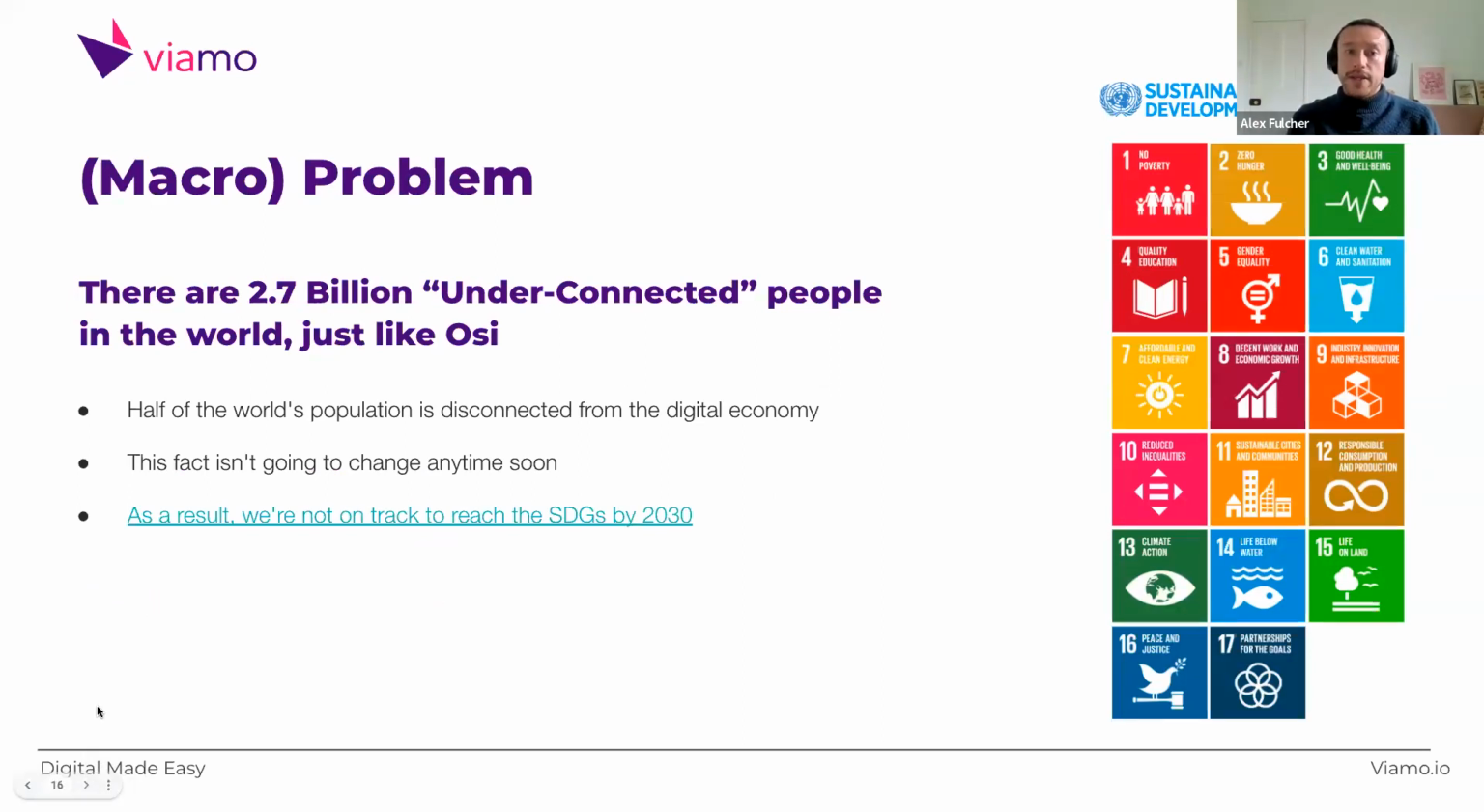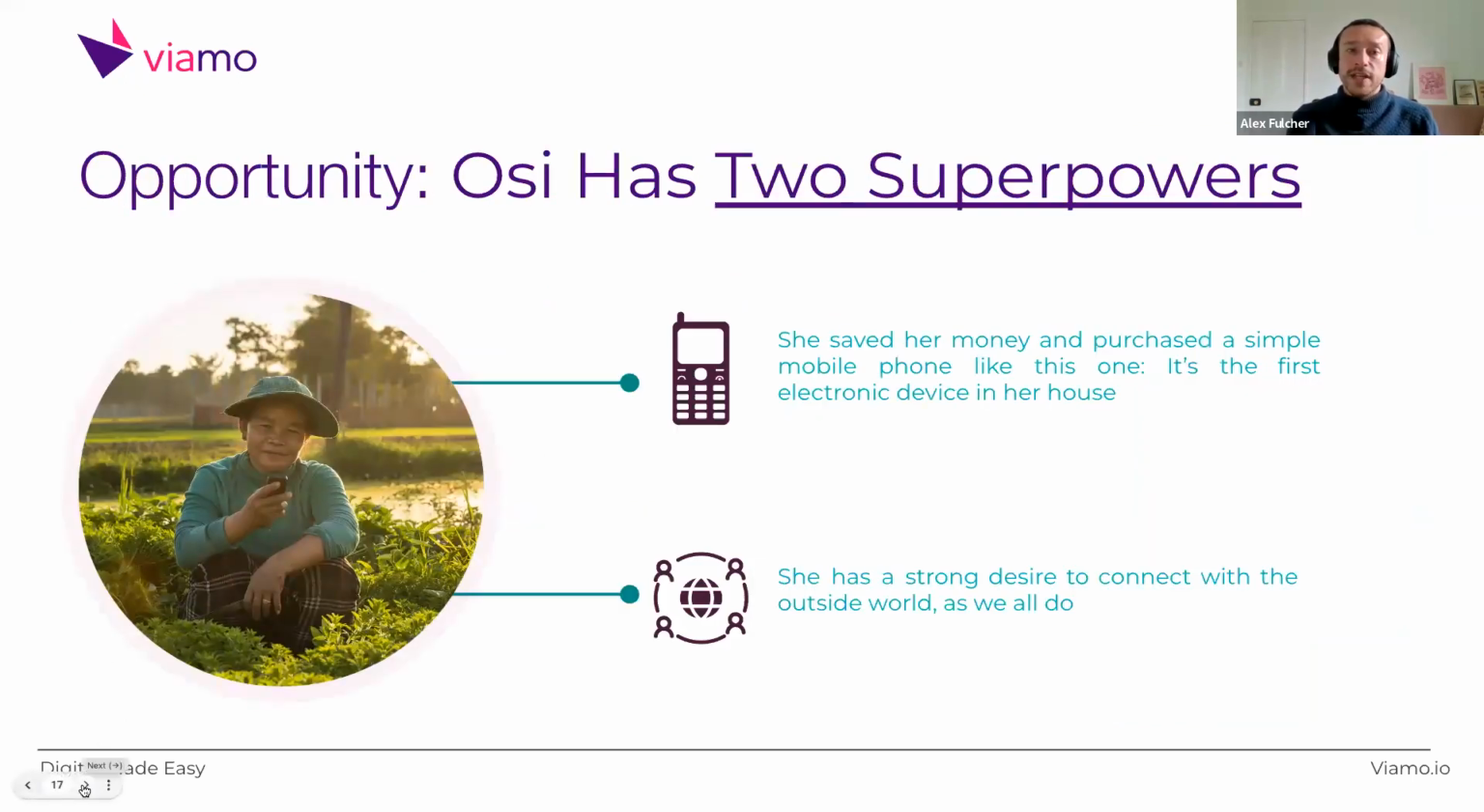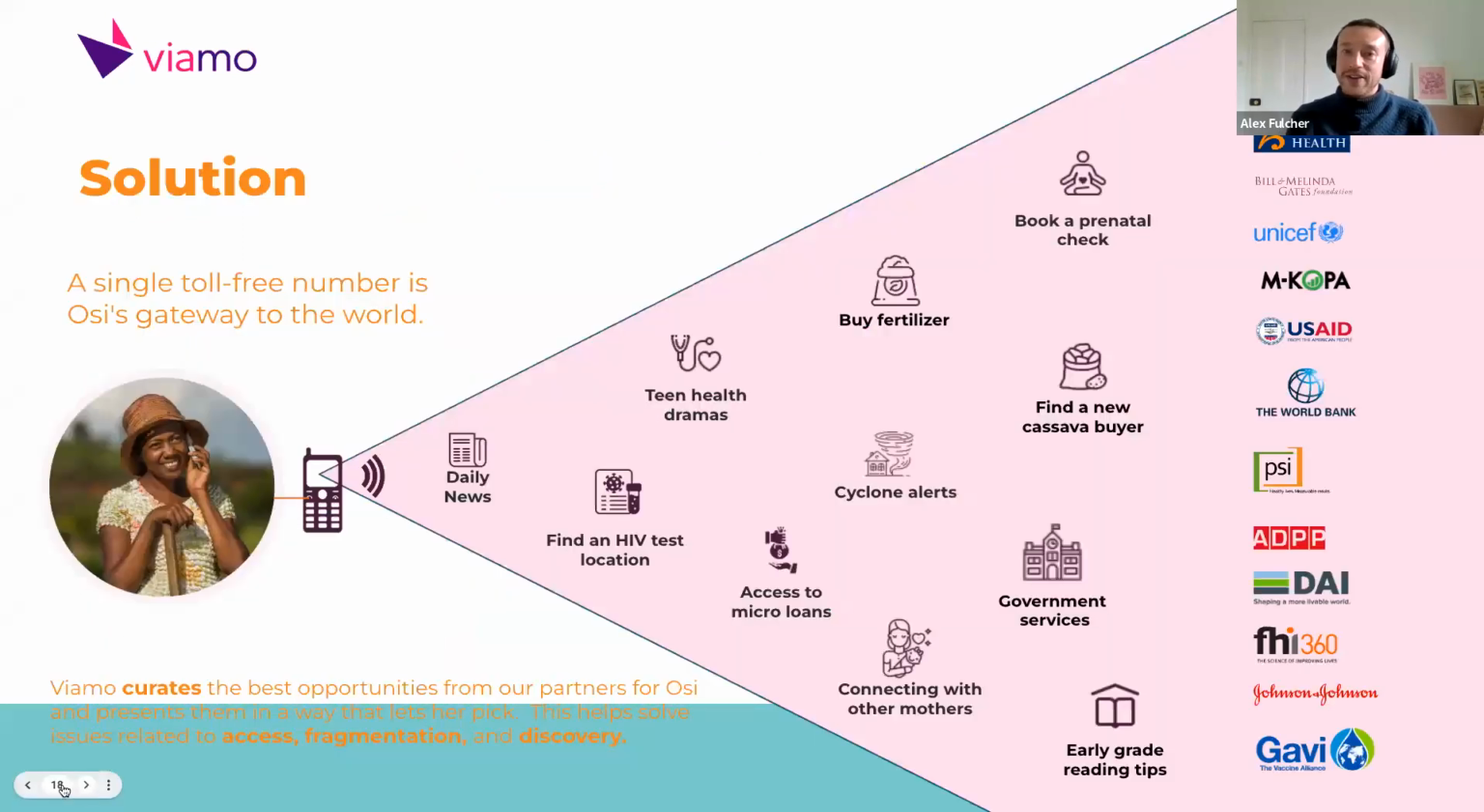And what we know in the sector that we work in is that OC is not by any stretch of the imagination alone. There are 2.7 billion underconnected people in the world just like her. Half of the world's digital population is disconnected from the digital economy, and that's not going to change anytime soon. And this means that we're not on track to reach the SDGs by 2030. But what we do know about OC is that she has two superpowers. She's saved her money to be able to purchase a SIM card and a simple mobile phone. This would have been most probably the first electronic device in her house. We also know that her desire to connect with the outside world is very, very strong, just as it is for everybody.